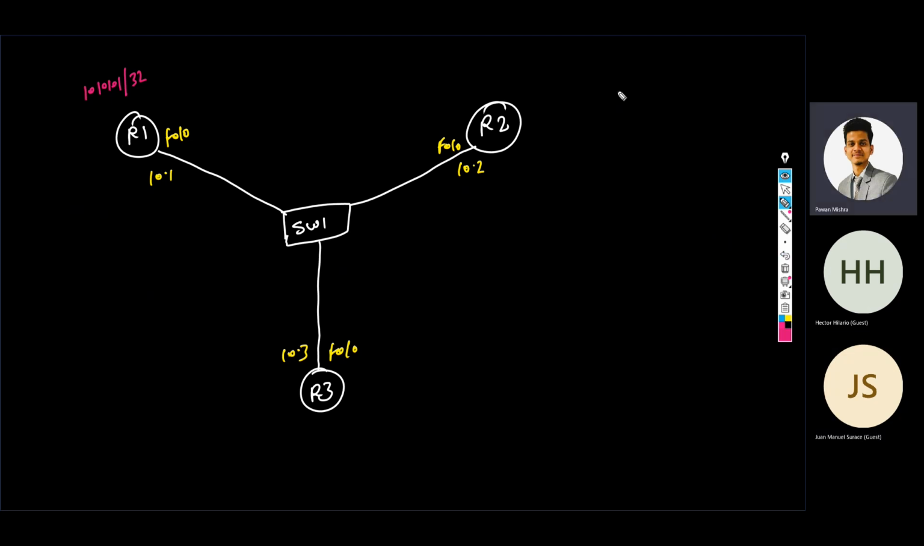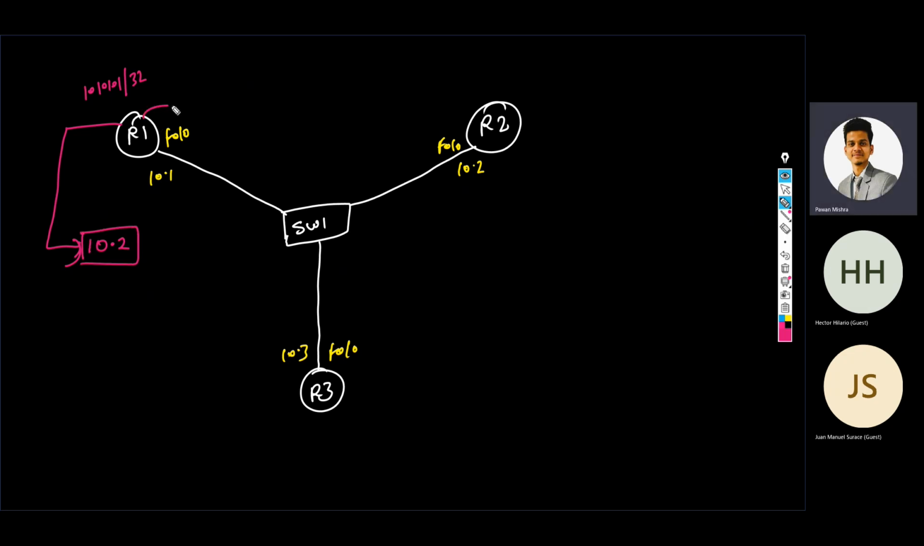EIGRP is also supporting two types of neighborship: dynamic neighborship and static neighborship as well. Previously I was using dynamic neighborship. So let's say in static neighborship, what happens? Statically on R2, we need to say, please make a neighborship only with 10.2.